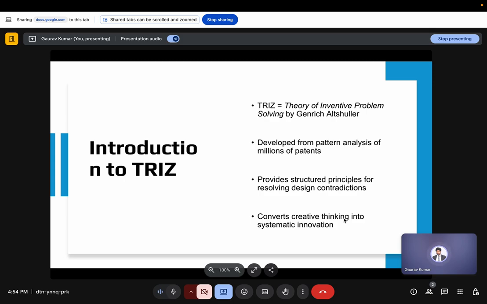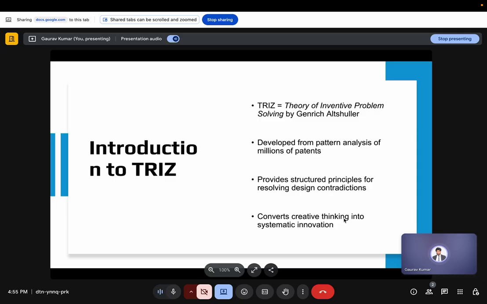So TRIZ reframes problems as contradictions to be resolved rather than compromised. It offers tools: principles, a matrix, separations, and strategy trends of evolution. The method upgrades creativity from intuition to guided search, and it pairs well with functional reasoning and morphological work. So TRIZ does not replace judgment, it amplifies it with structured options. Okay.